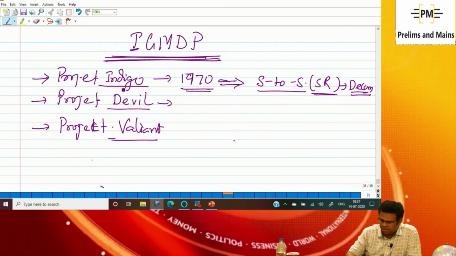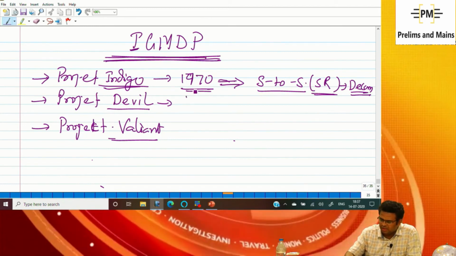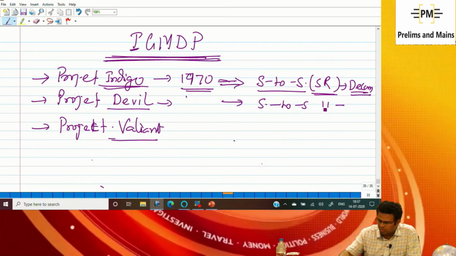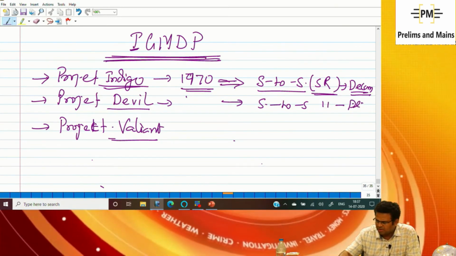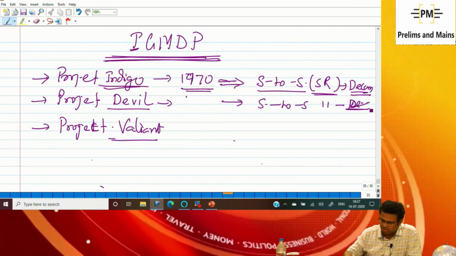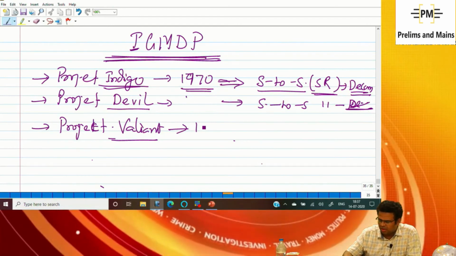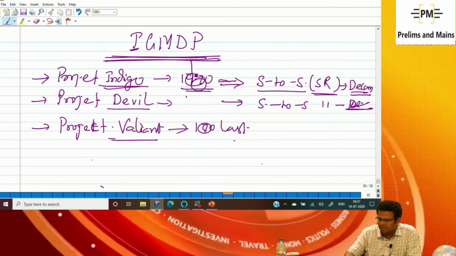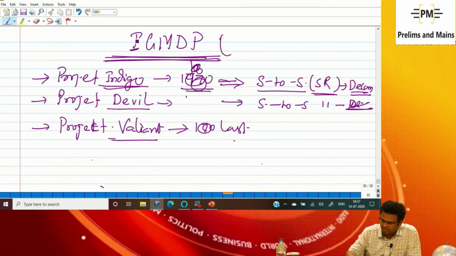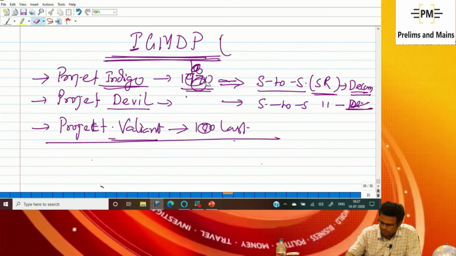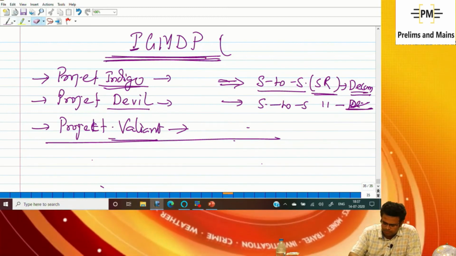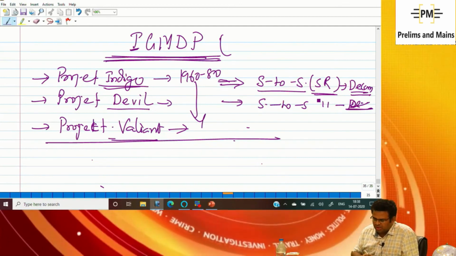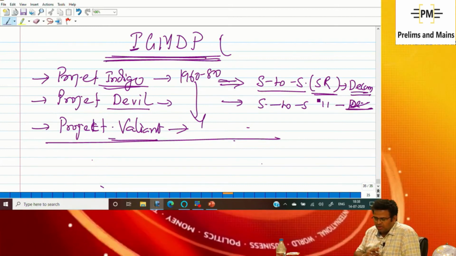After project Indigo, there was the start of a surface to surface short range missile, and this is project Devil. It was continued but later stopped automatically, not decommissioned. Project Valiant started in the last of the 1970s. Better to say these three projects are from 1960 to 80. The first, project Indigo, was a surface to surface short range missile, and it was decommissioned.